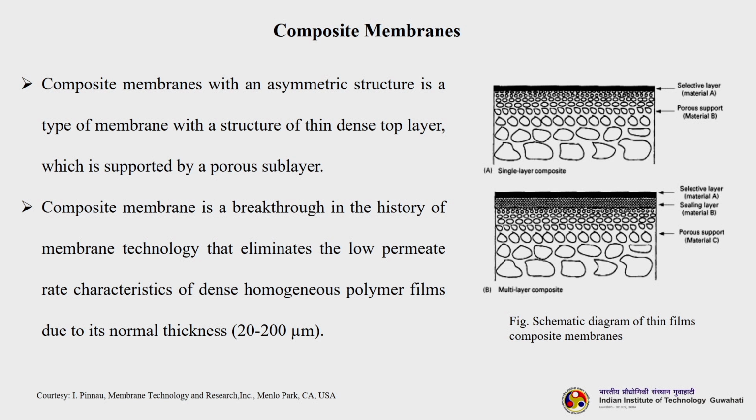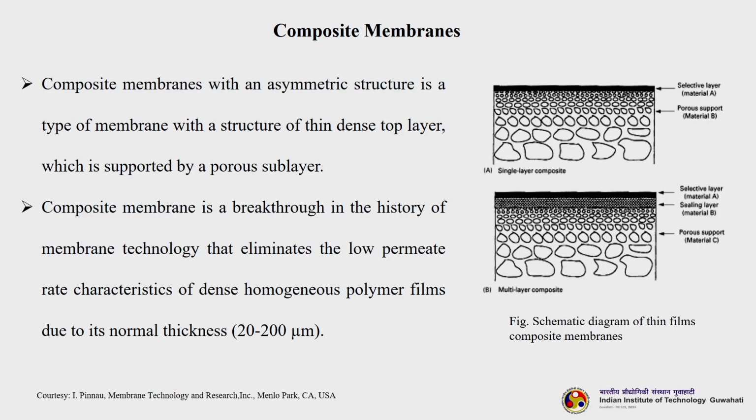So, we have discussed earlier also what a composite membrane is, right. So, you can see the picture. Composite membranes are basically asymmetric membranes having a thin dense top layer which is supported by a porous layer. Now, you can see in these pictures that we can have either a single layer composite or a multi-layer composite. In a single layer composite, there is only one porous substrate, and the selective layer, the top layer which is doing the separation, is supported by only one porous layer.